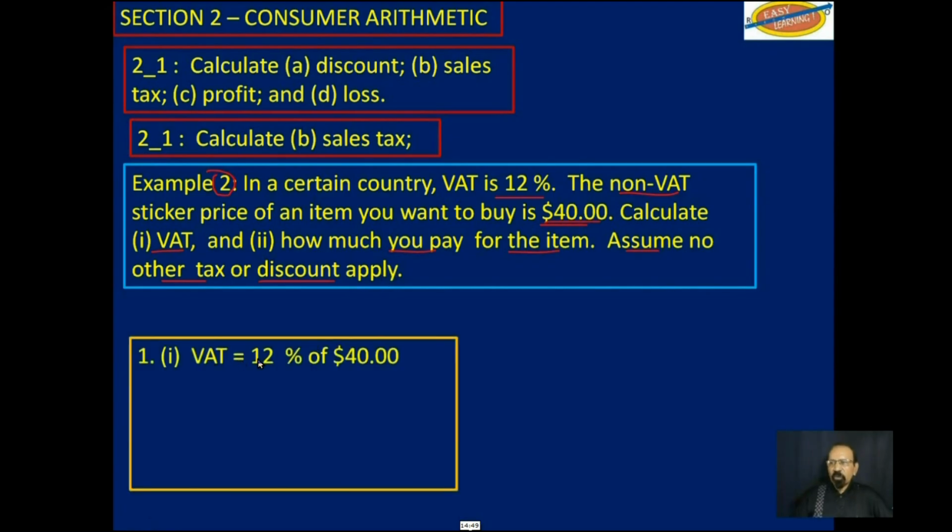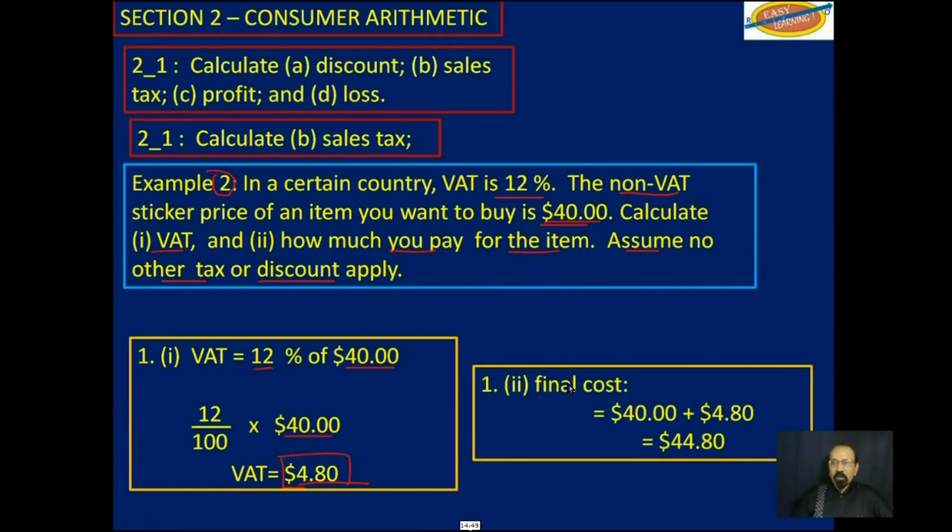So VAT is 12% of whatever the cost, the list price is. You find 12% of $40 and you get $4.80. That is the VAT. So the final cost will be the non-VAT price plus the VAT, which gives you $44.80.